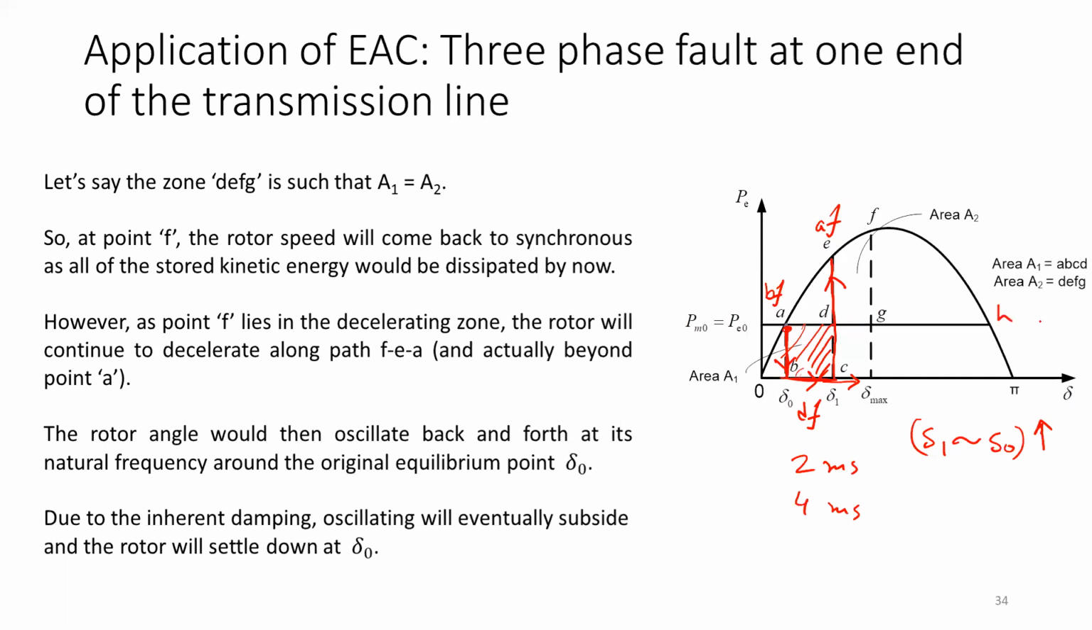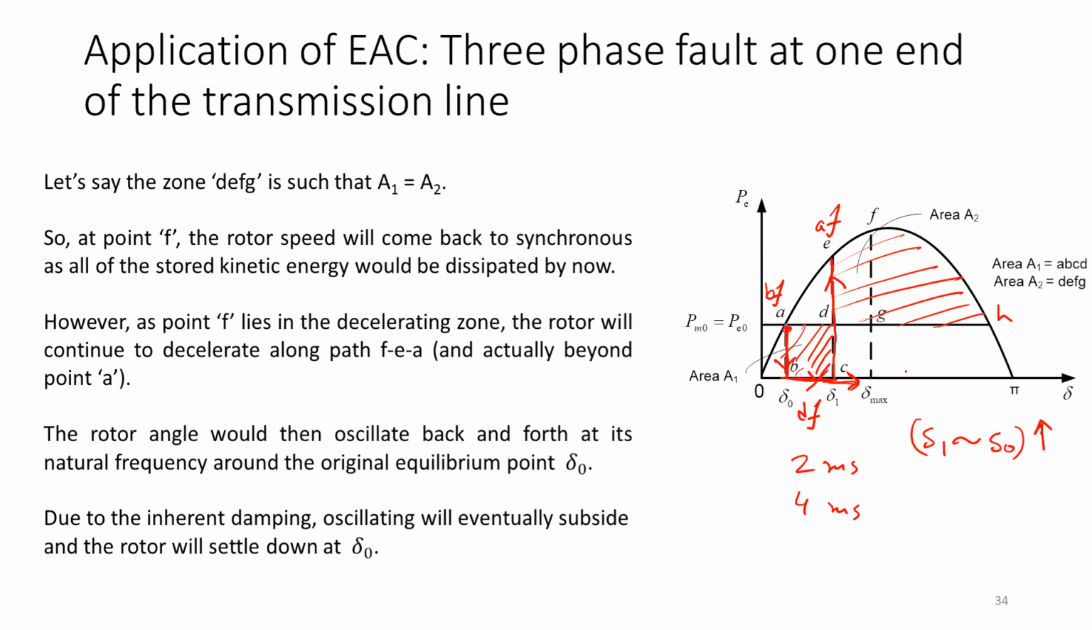Can I say that my available decelerating area is EDHF? I mean, this is my entire available decelerating area. So if I am taking more time, my accelerating area is increasing, and what is happening to my decelerating area? It is decreasing. So in the same manner, I will have some critical point where my accelerating area will be equal to my decelerating area, right? Yes, sir.